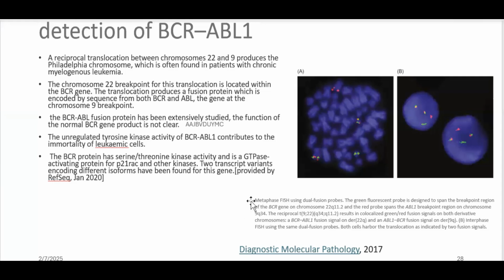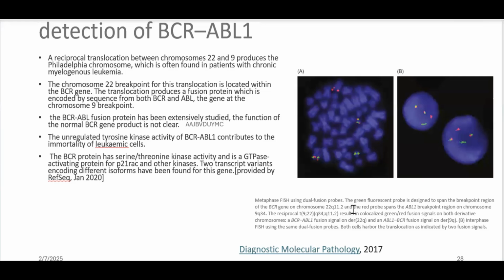So that is the stage of the cells that is selected. The FISH technique is done, and what you are using is dual fusion probes. So what is a dual fusion probe? That is, you are going to have two different probes. One is green labeled and one is red labeled, for example, as you are seeing in this particular photograph also.